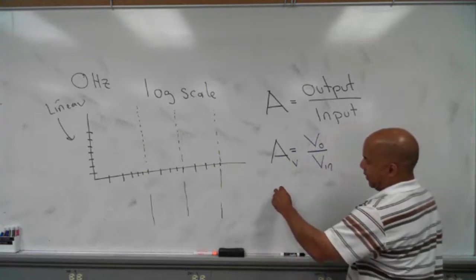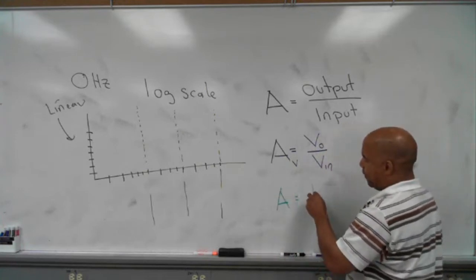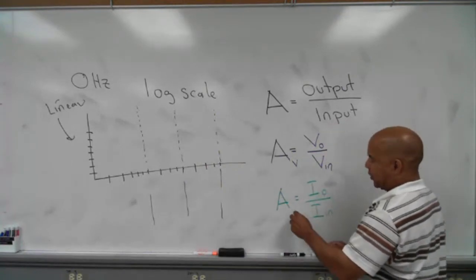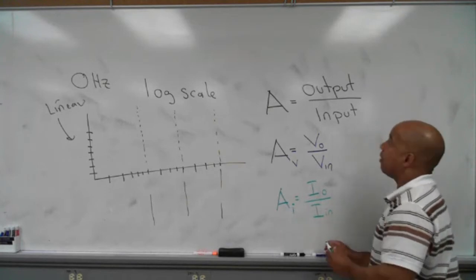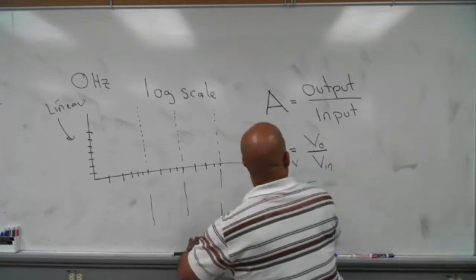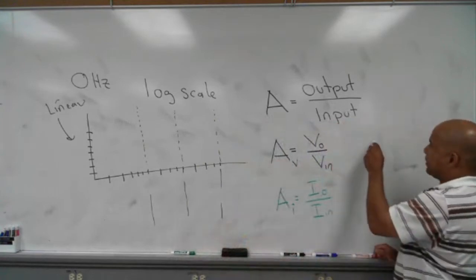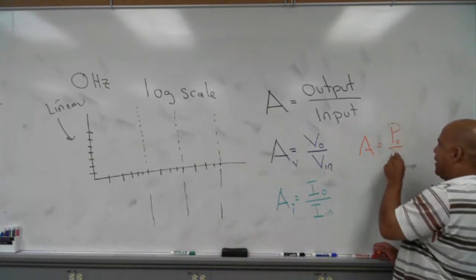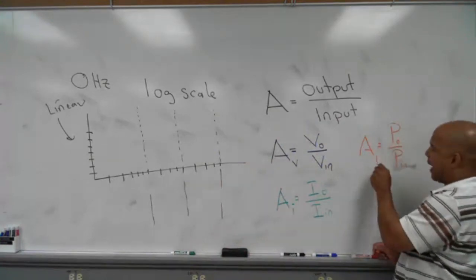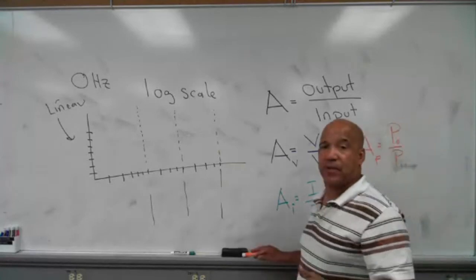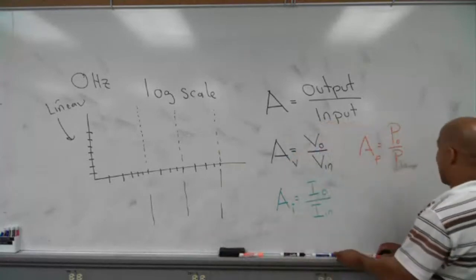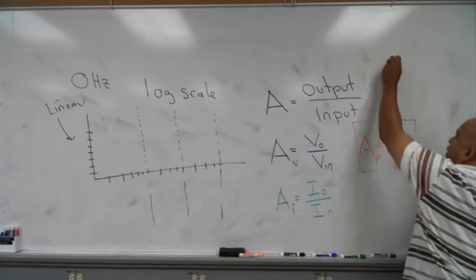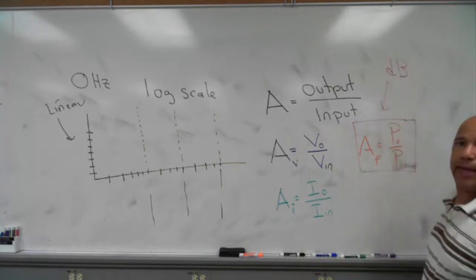I can have a gain like this, where I take the output current divided by the input current. In that case, this would be an I there. That's a current gain. Or maybe this is more typical: I have a gain where I'm taking the output power divided by the input power. In that case, that's a power gain. Now, when we do our definition for decibels, it's based on this idea of power gain, this right here. So decibels, the dB, is based on that kind of gain.